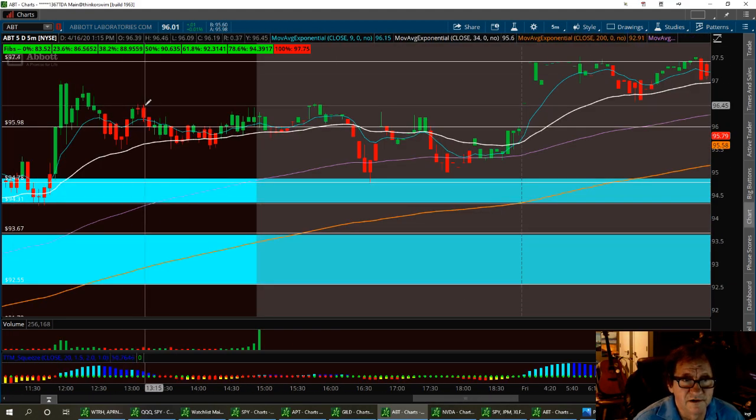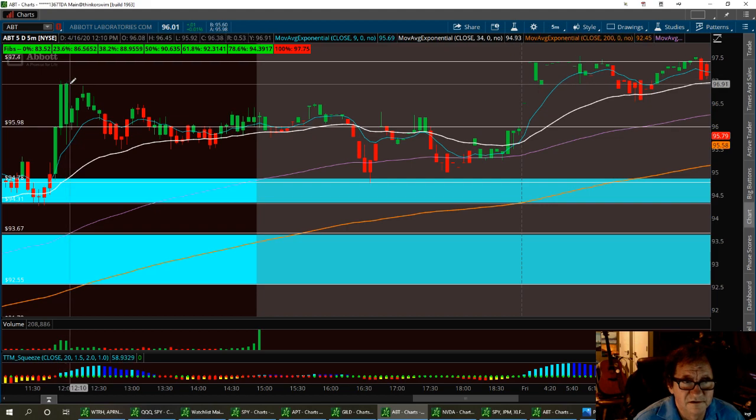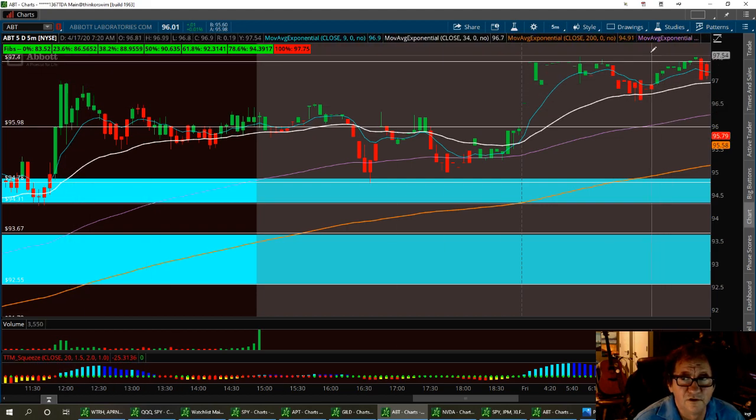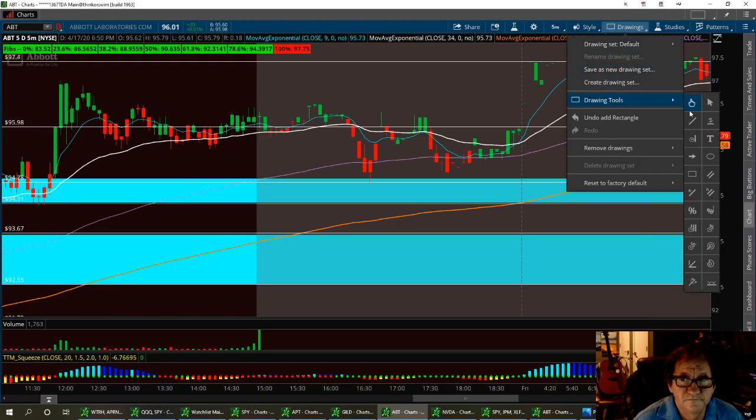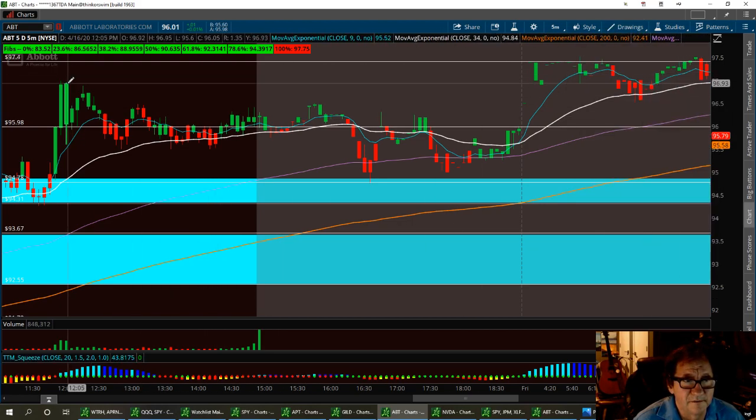As you see right in here, you have that high, you have the lower high, then you have the lower high. That's an exit. And I would have probably done it on the second one.